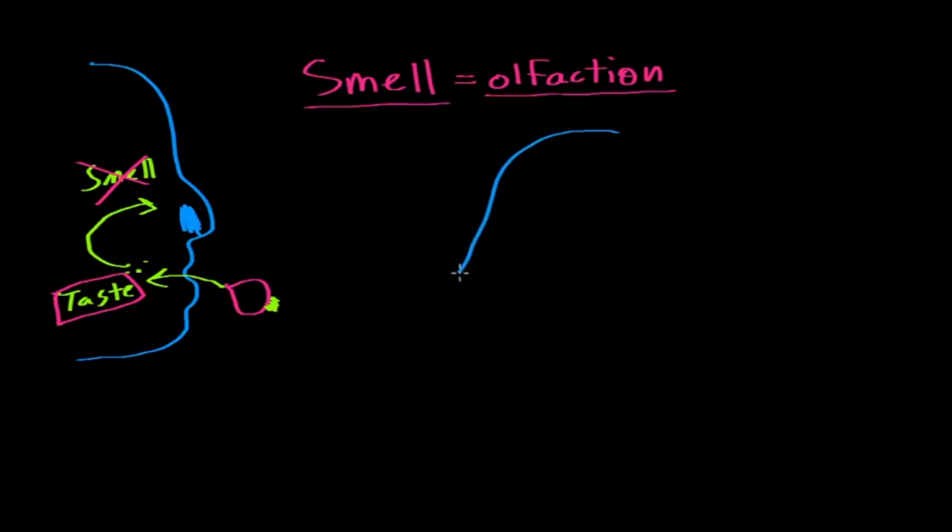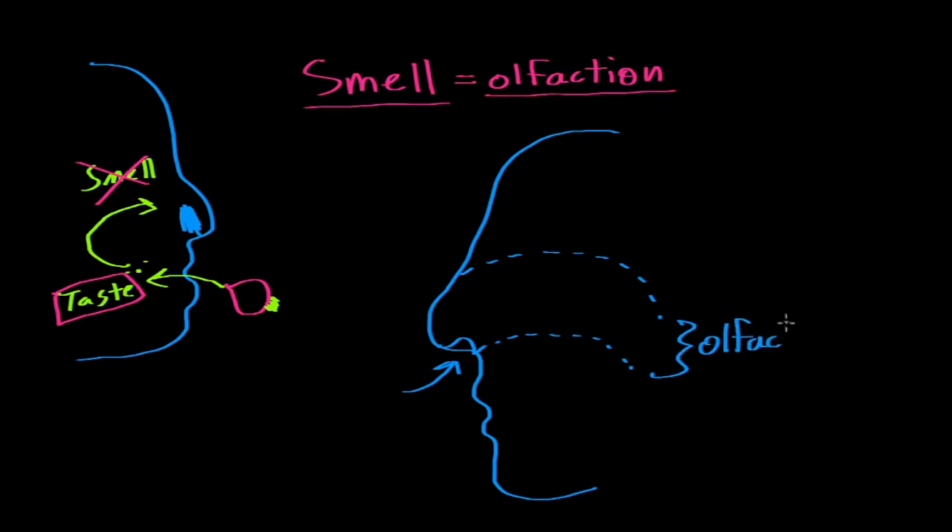If I again draw a profile of someone, here's the nose, here's the mouth, and here's the chin. There is a nostril, and this nostril is an opening to allow air and various odor molecules to come into the nose. And there's a region that you can't see, but this region is known as your olfactory epithelium. Olfactory epithelium. So again, olfactory, olfaction.